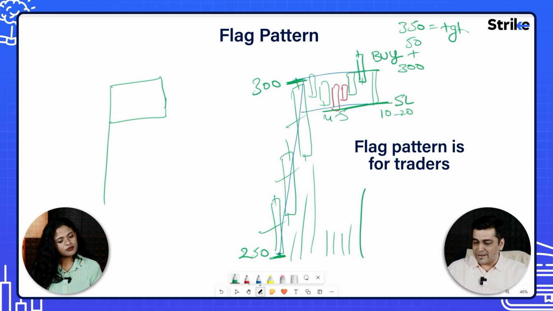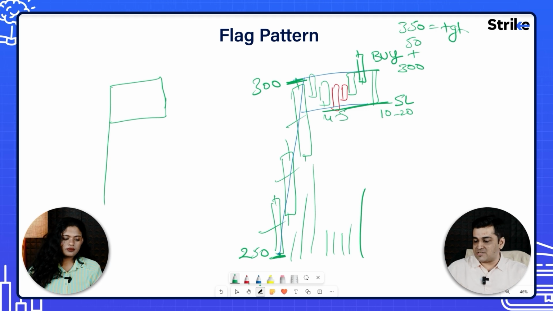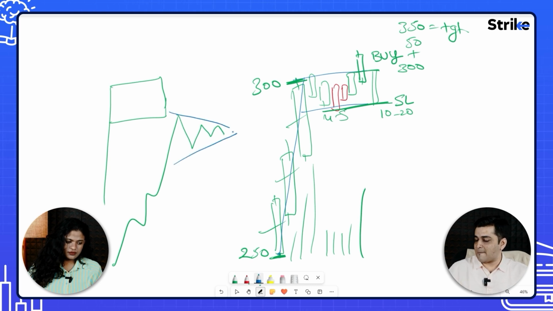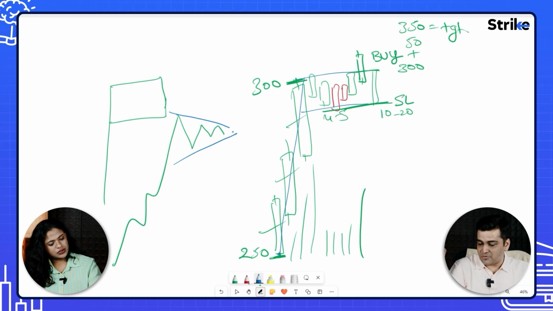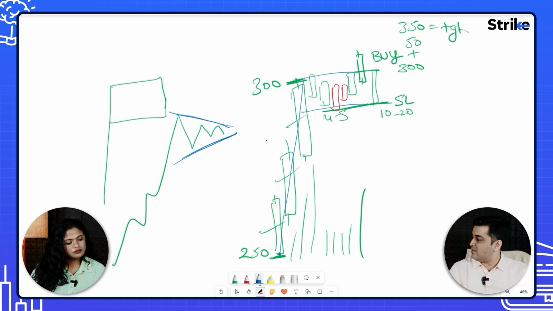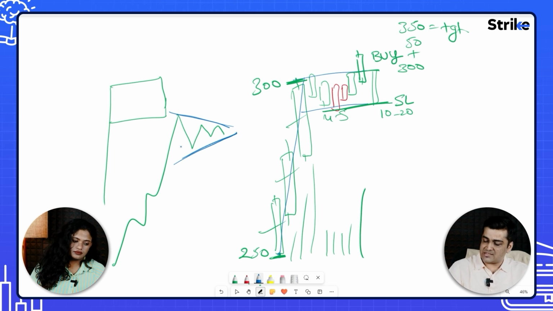All right. Sometimes prices go up steeply and then go like this, forming a triangle kind of pattern over here, from the pole. When you connect these two tops and bottoms, it looks like a triangle. These two trend lines look like a triangle. So this also looks like a flag only, but this is given a name called pennant.